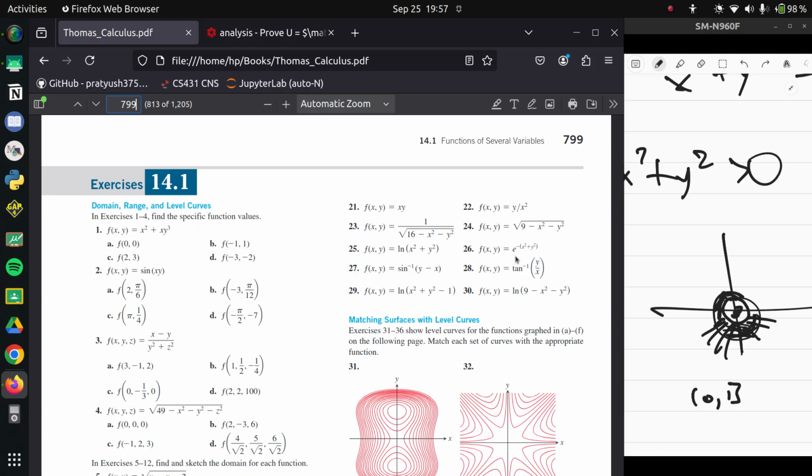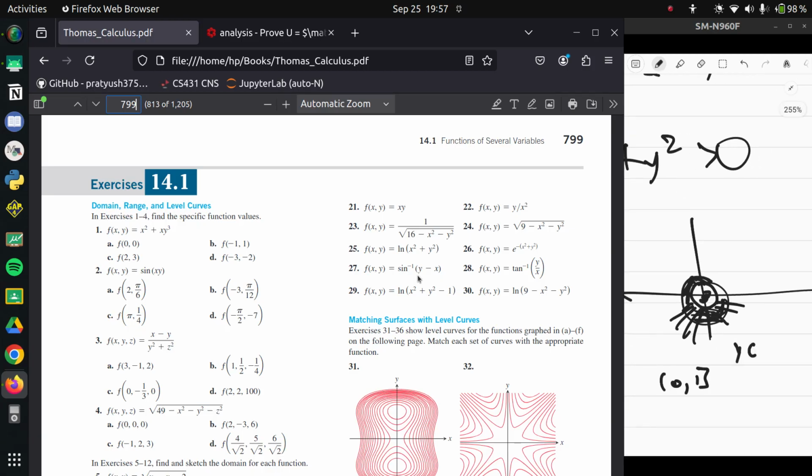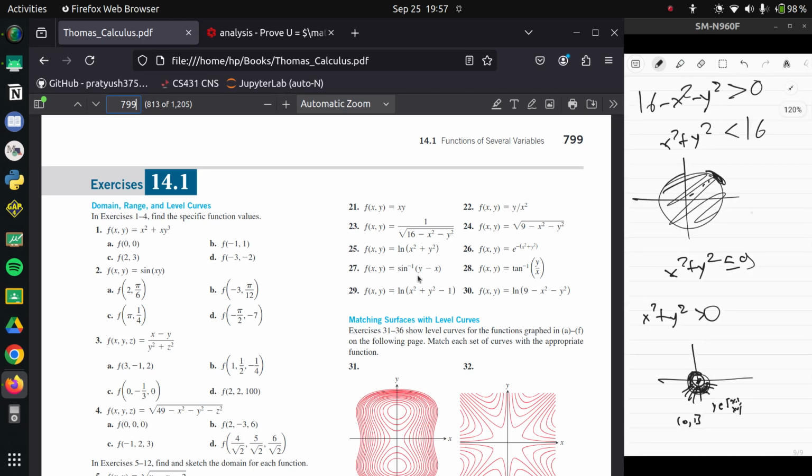Next is sine inverse of y minus x. Also you should probably go for this stuff, but it's okay. All of R is allowed. So, sine inverse of y minus x. Same as before, right? y minus x should be in minus 1 to 1 inclusive. What does that mean? That y should be in x minus 1 to x plus 1. So it's just some region like this.